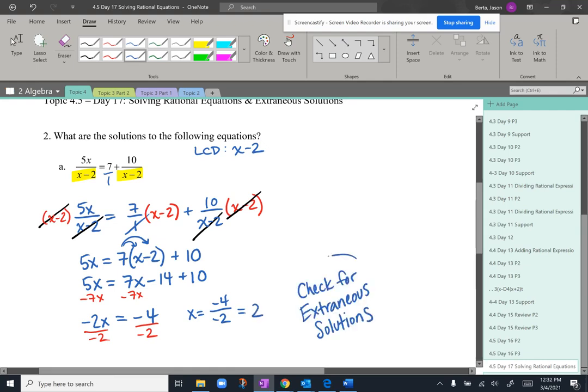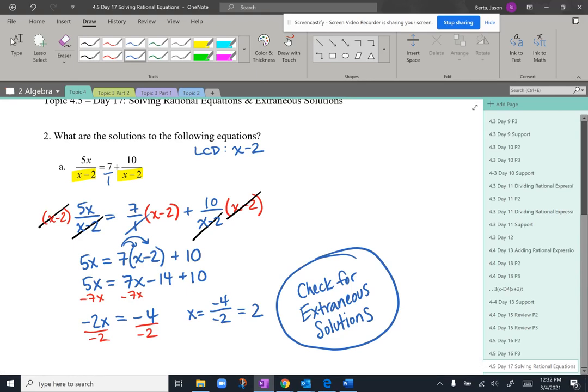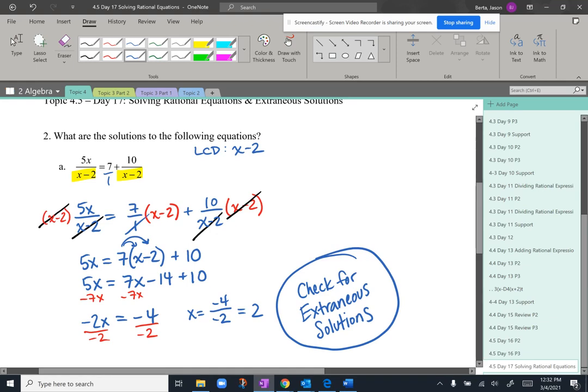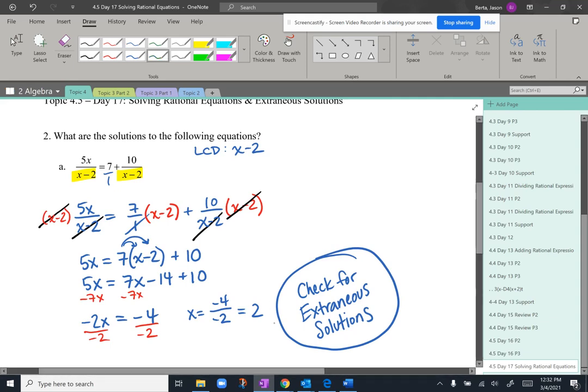Now, I always need to check for extraneous solutions when I'm solving rational equations. What do I mean by that? Well, we need to check every solution of x that we found, and remember, in some rational equations, there's more than one solution for x. We need to check them all by plugging them into the original equation to see if it results in any denominators equaling 0.